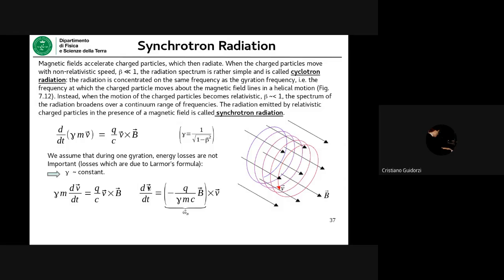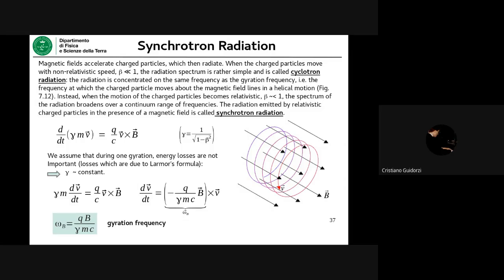In this case, we have v. So v is just a vector which changes direction, keeping its modulus constant, according to this angular frequency, which is omega B. Omega B is called the gyration frequency, for obvious reasons, just because it describes the angular frequency with which the velocity of the electron is rotating.